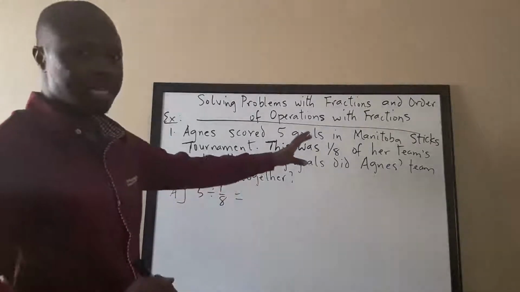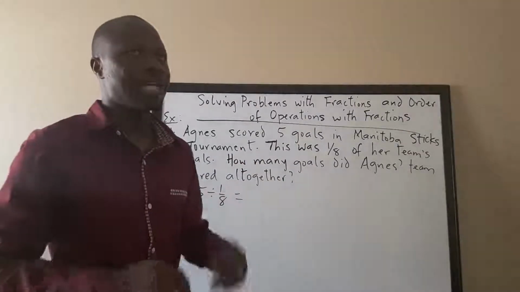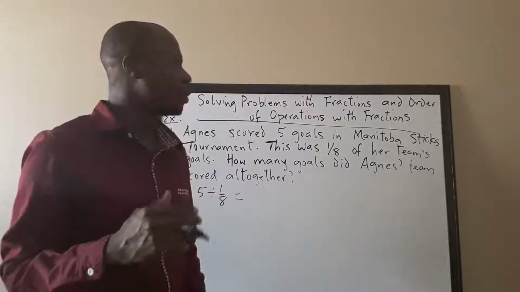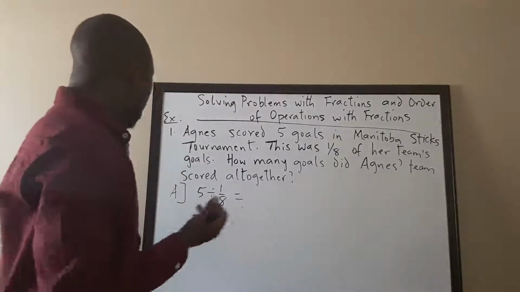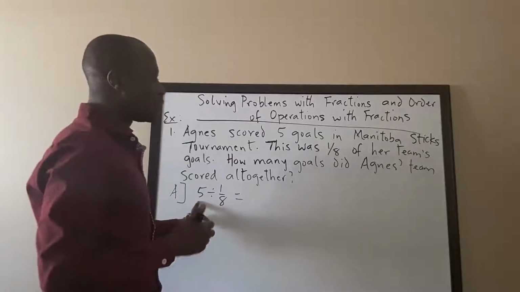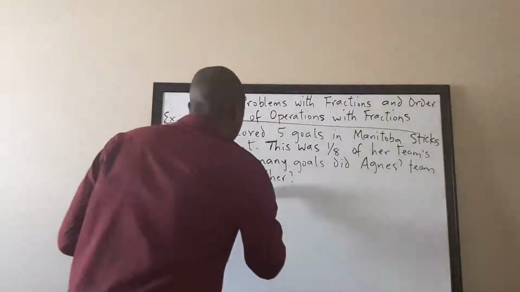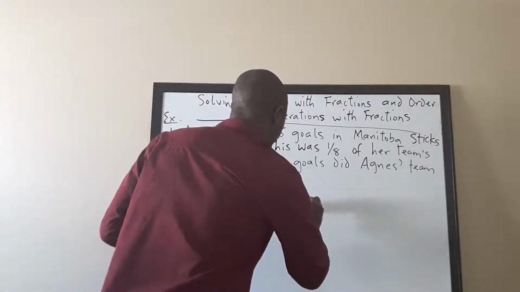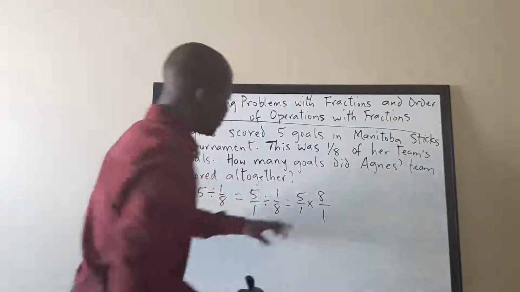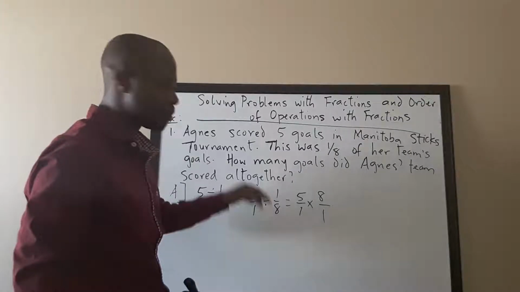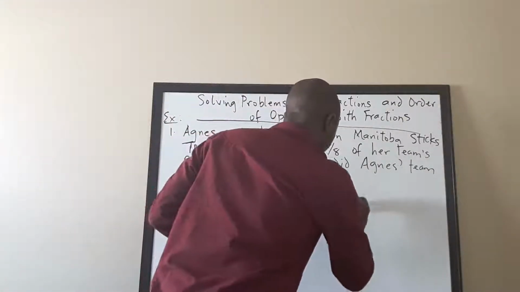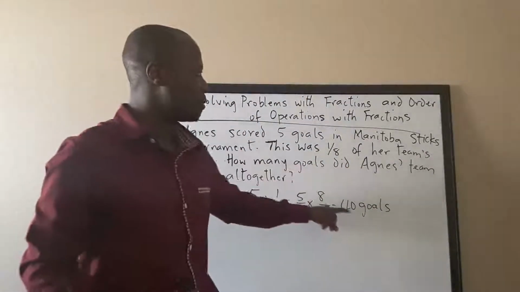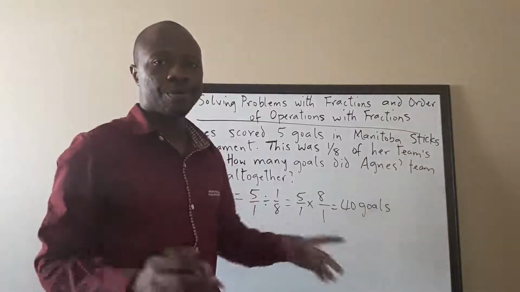So 5 goals for Agnes out of her team's total number of goals. The 5 goals represent only 1/8 of our team's total goals. So here we're going to change 5 to 5 over 1. They're the same. So divided by 1 over 8 equals 5 over 1 times, you have to flip when you change the sign to multiply, and equals 40 goals. So that means Agnes scored 5 goals out of the total of 40 goals for the team.